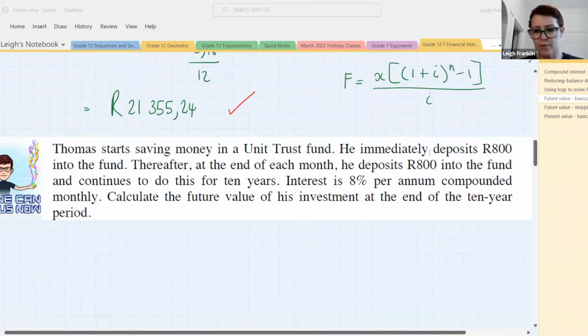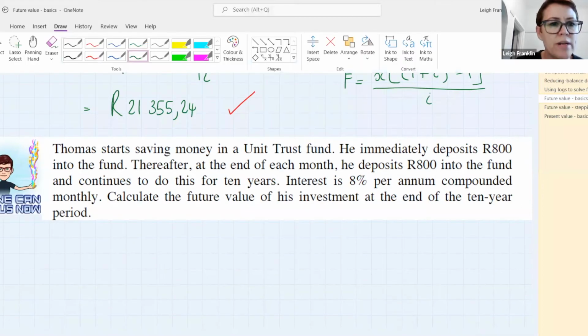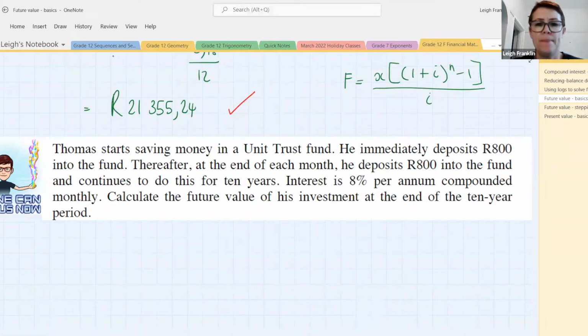Okay, good job, everybody. That's really nice. Well done. Okay, so again, when we read it, we know they're talking about savings. They're depositing a regular amount of money every single month. So those are your clues that you're supposed to be using the future value formula. Absolutely. So our future value would be 800, 1 plus 0,08.